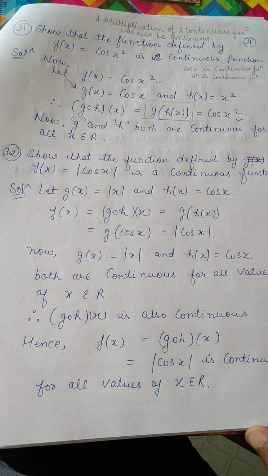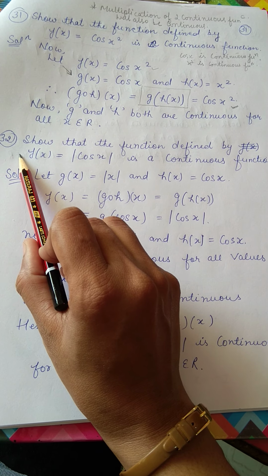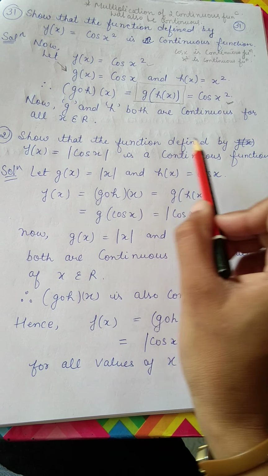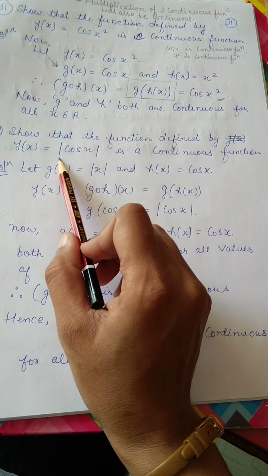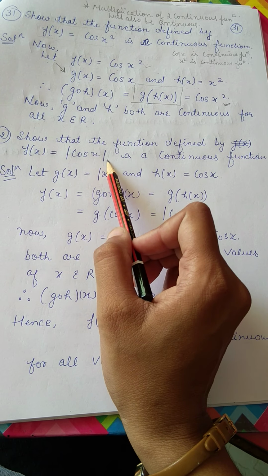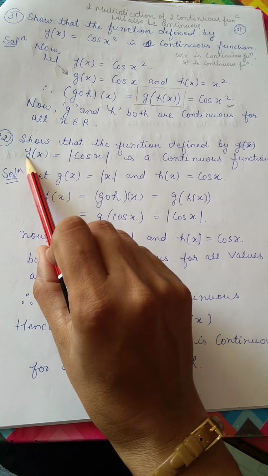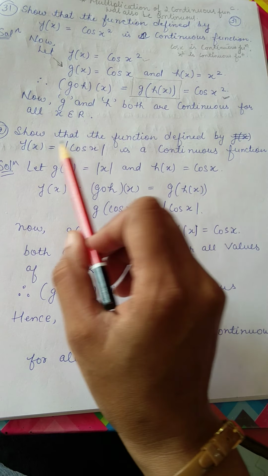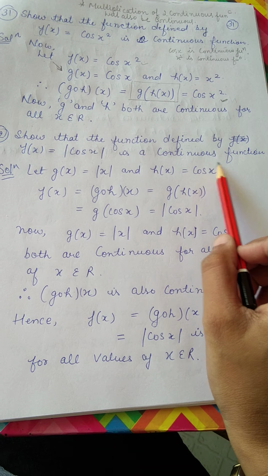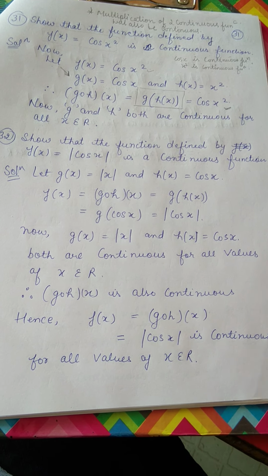Now I am moving to the next question, that is question number 32. The question says: show that the function defined by f(x) = |cos x|, this is the symbol of modulus, is a continuous function. What you have to show? Show that f(x) = |cos x| is a continuous function.